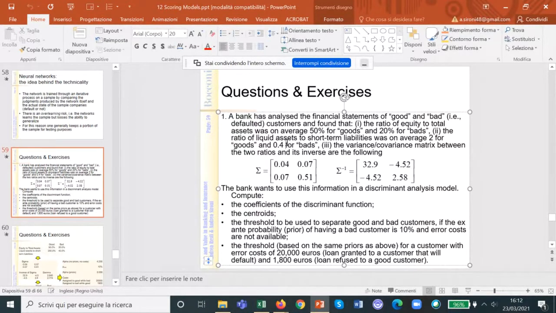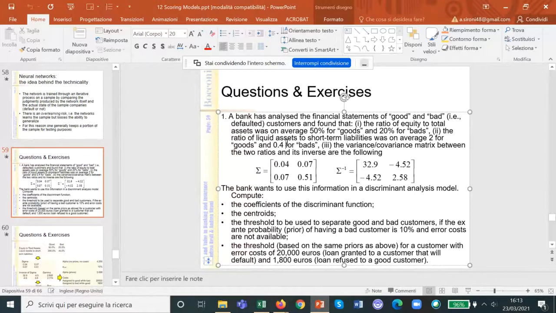The first one. A bank has analyzed the financial statements of good and bad companies, customers, and found that the ratio of equity to total asset was on average 50% for good and 20% for bad. The ratio of liquid assets to short-term liabilities was on average 2 for goods and 0.4 for bad. And the variance covariance matrix between the two ratios and its inverse are the following. The bank wants to use the information in a discriminant analysis model. Compute the coefficients of the discriminant function.